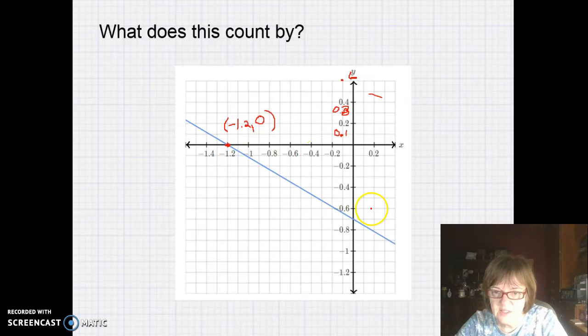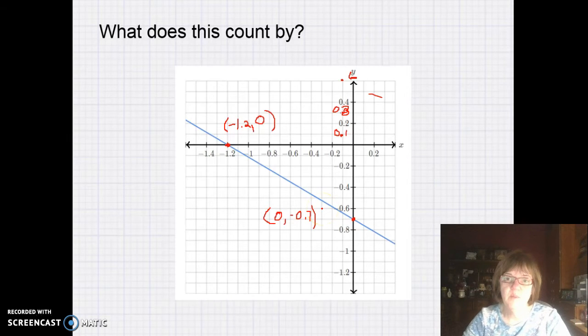Take a look down here. Our y is in between marks, so we're going to have to figure it out. We go negative 0.6 and negative 0.8. So this has to be negative 0.7. So our x is 0 because we did not go left or right. And our y is negative 0.7. Okay? Pause and take a good look at this if you didn't understand. Maybe even rewind.